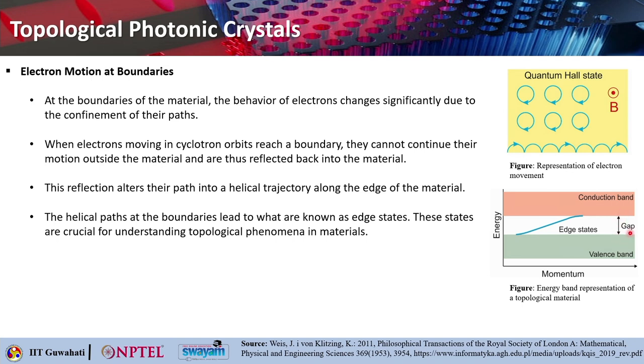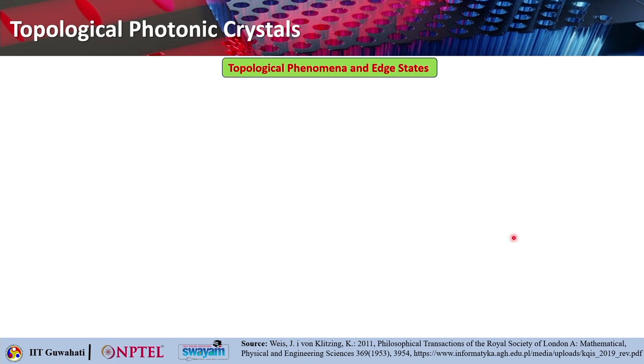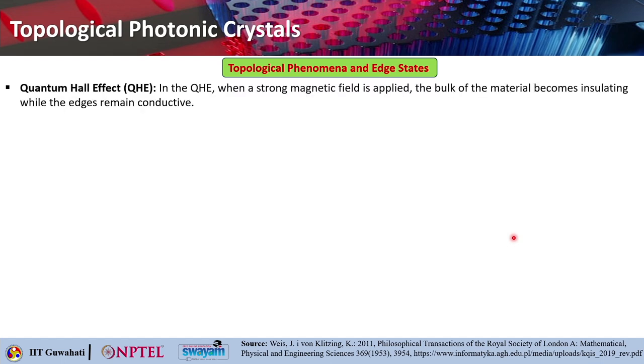The difference between these two gives you the gap, that is the band gap, and this is where the edge state will lie. We'll come to that in more detail. So, what did we understand? We understood the topological phenomena and the edge states. Let's go into further details of this interesting concept.